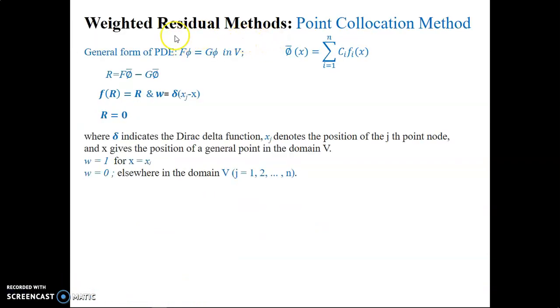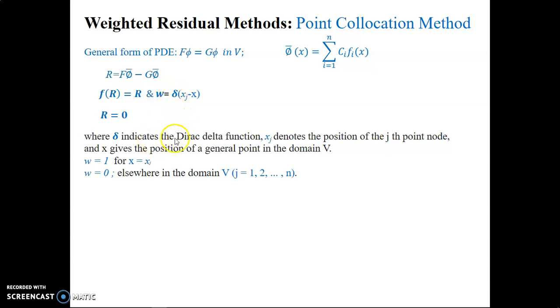Now the first method of the weighted residual method is the point collocation method. As the name suggests, we will be using certain points to define our approximate solution. The number of points corresponds to the value of n. Again, Ci are the constants and Fi are the trial functions. In this case, we obtain the residue by substituting the approximated field variable into the partial differential equation. In the point collocation method, the function of r is itself the value of r, and the weight associated with this problem is generally defined using the Dirac delta function.